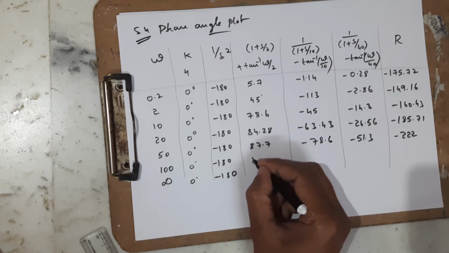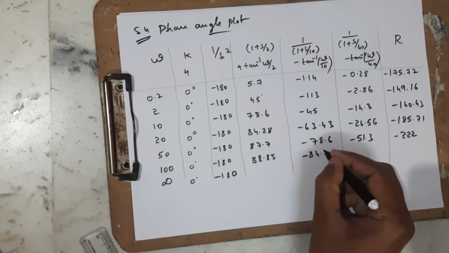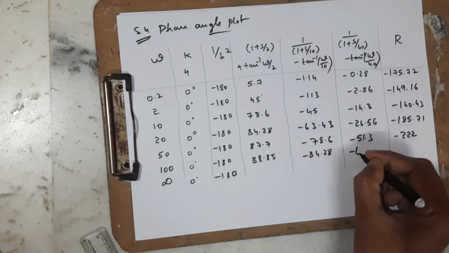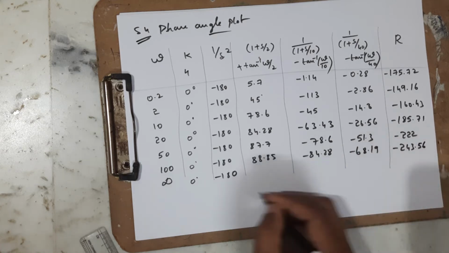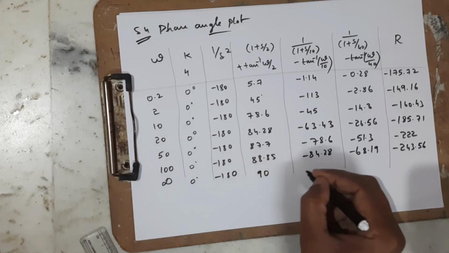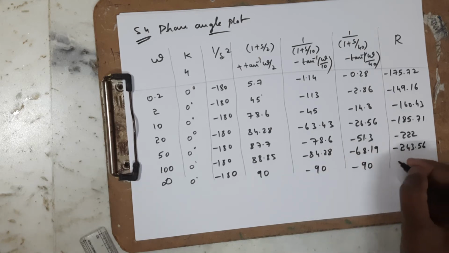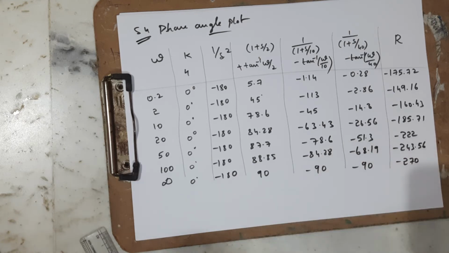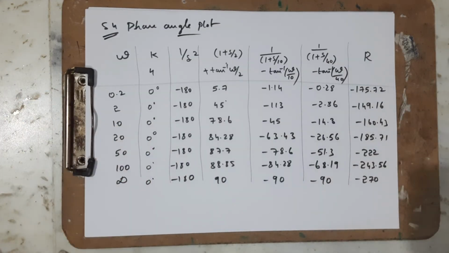So this will be 88.85 minus 84.28 minus 68.19. So this will be minus 243.56. Next, when it is infinity, this will be plus 90 minus 90 minus 90. Resultant is minus 270. Okay, so this is the table that you have to prepare.